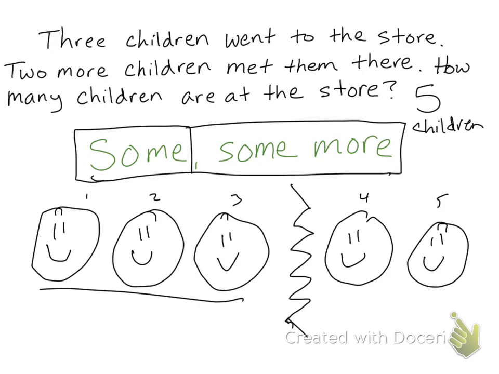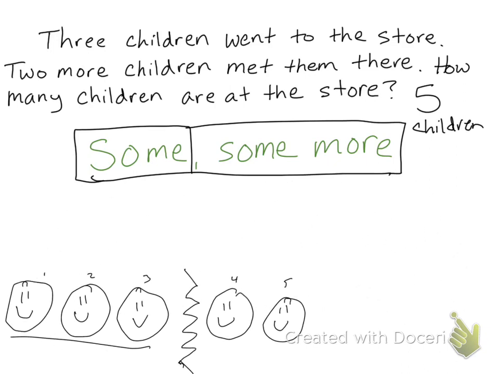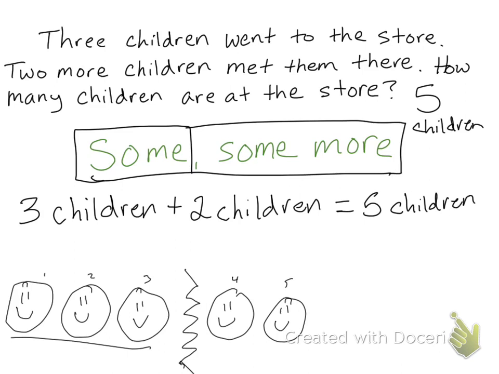We can also write this in a number sentence. A number sentence tells us what happens in the story, and it's what we usually use. So let's scooch my picture over. This is what happened. We start with 3 children, and then we get some more. So we add 2 more children. And then we have my answer after the equal sign: equals 5 children. So this is called a number sentence.